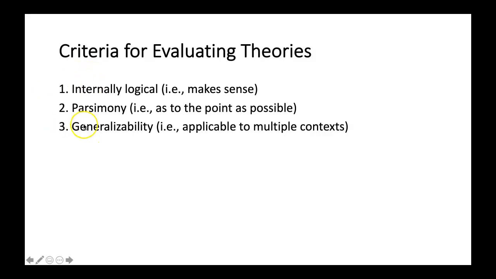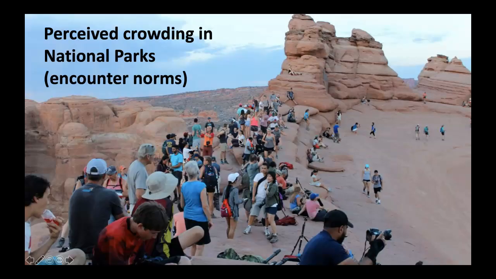So these are the 3 criteria for evaluating theories. This is really important, that they're logical, they're parsimonious, and they're generalizable. So they make sense, they get to the point as quickly and concisely as possible, and they're applicable to different contexts.